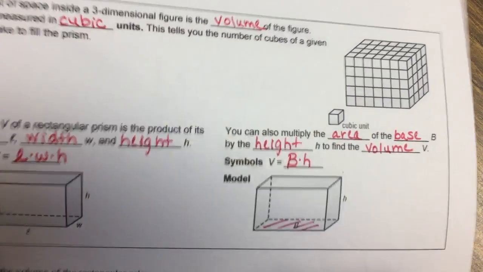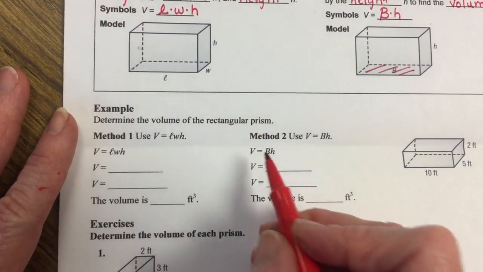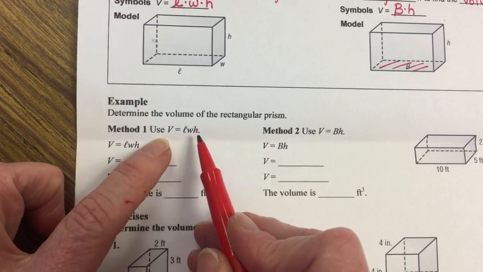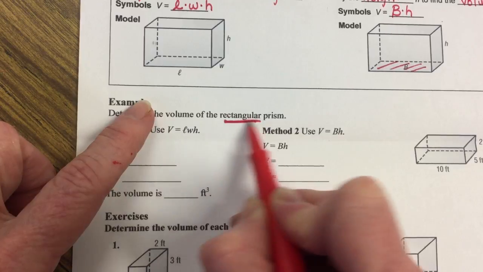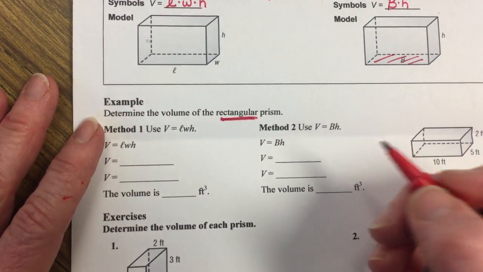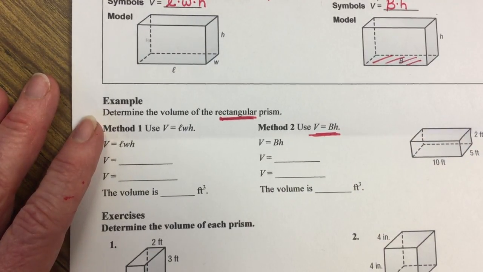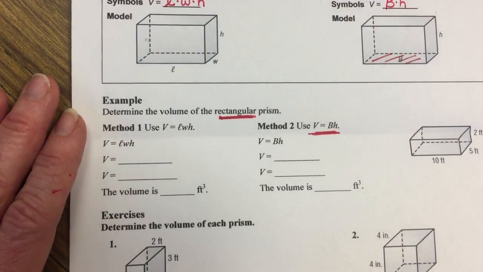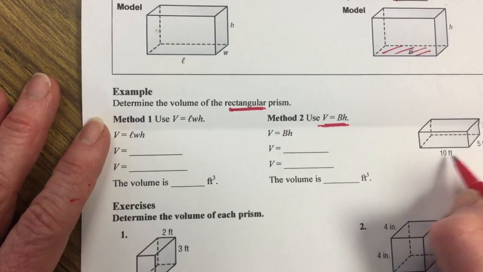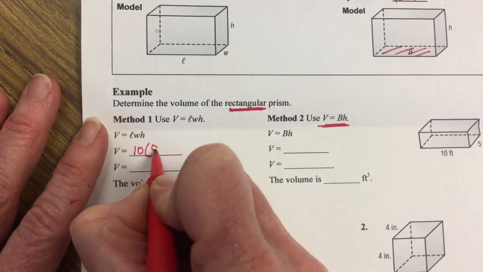In the first example, it says determine the volume of the rectangular prism. I'm going to show you how you can do it both ways. If you know the volume is length times width times height for rectangular prisms, you are welcome to use that formula. But if you don't remember that, then what you'll find when you look it up is this right here. So you also need to understand what that V means. If I apply length times width times height to this prism, it really doesn't matter which is which. I'm going to multiply 10 times 5 times 2.